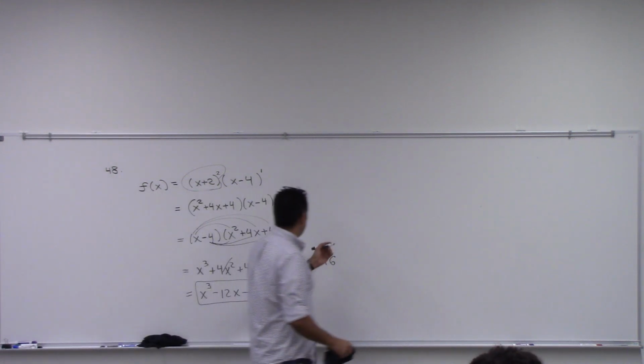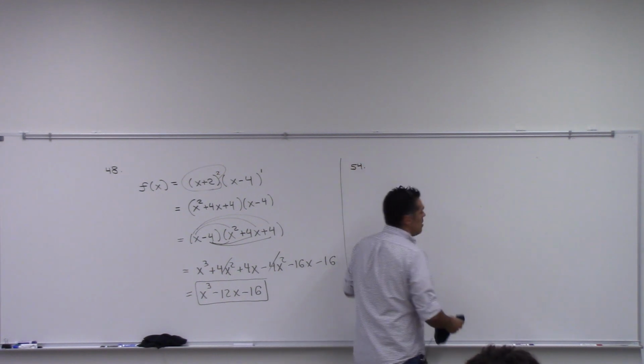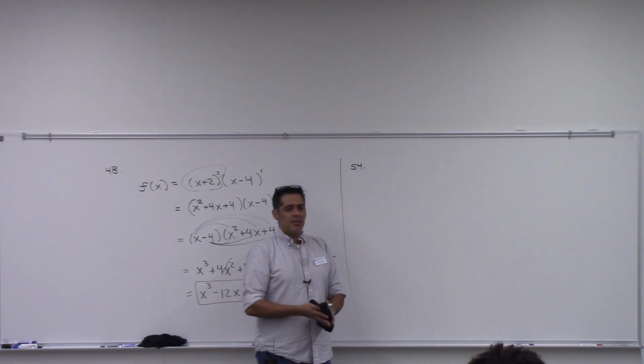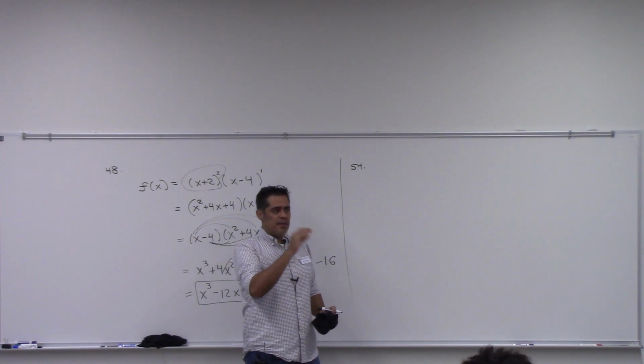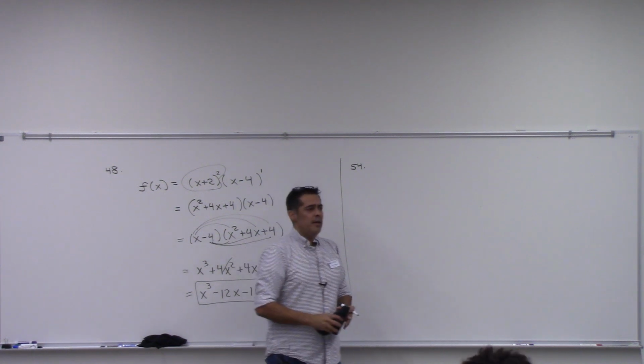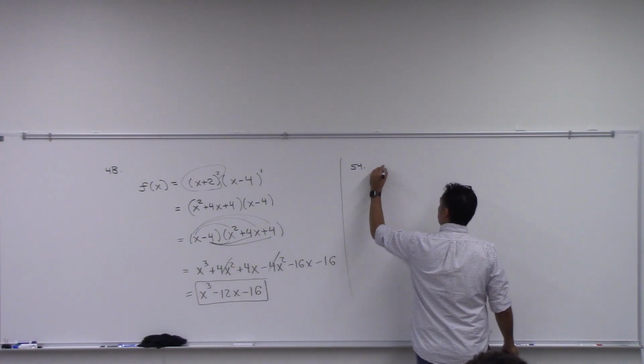Let's look at 54. So for 54, they want us to come up with a function again. It gives us 3 zeros, right? Doesn't give us any multiplicities. 3 zeros, a degree of 3, and a y-intercept of 16. Okay, so let's see.